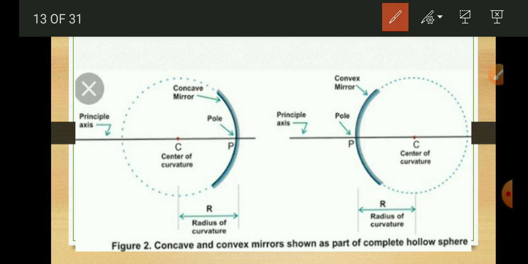The center of curvature of a concave mirror lies in front of the mirror. We can see in this concave mirror that the center of curvature is present in front of the mirror, and the center of curvature of a convex mirror lies behind the mirror. So this is the reflecting part of the convex mirror, and the center of curvature is behind the mirror.